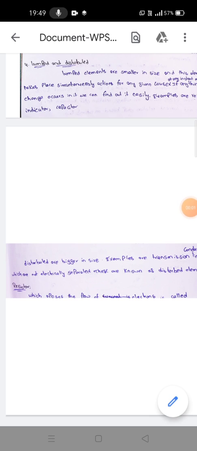Distributed elements are bigger in size, and the examples of distributed elements are transmission lines, conductors, and so on, which are not electrically separated. These are known as distributed elements.